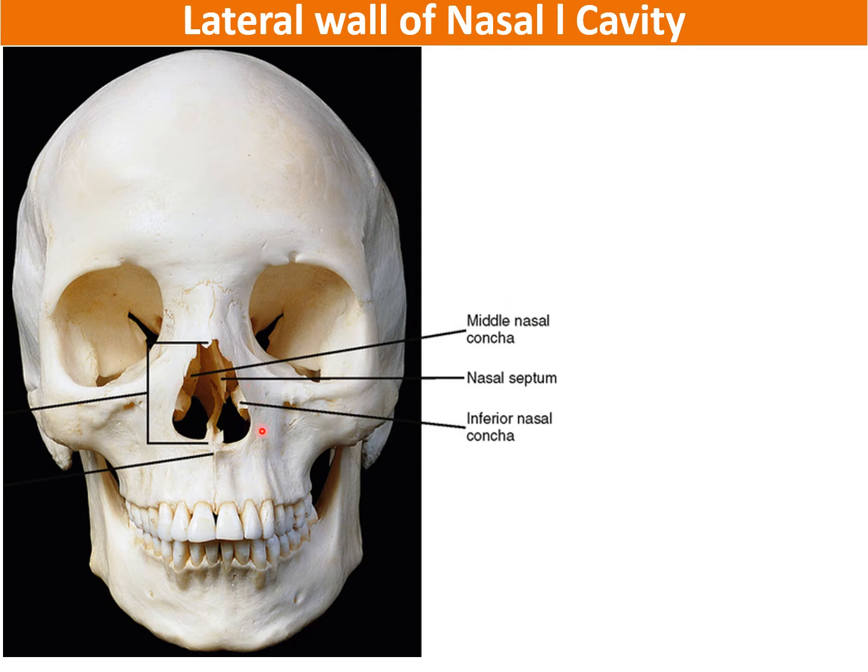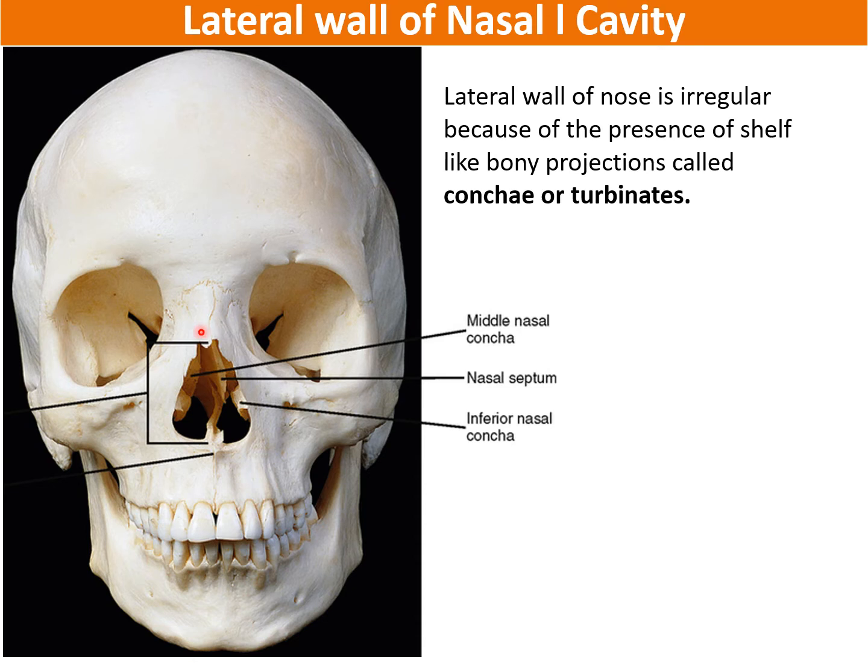This picture shows the anterior view of the nasal cavity. We can see here, this is the nasal septum, which has divided the nasal cavity into two halves. These are the lateral walls of the nasal cavity. We can see here that the lateral wall is irregular. Why is it irregular? Because of the presence of these shelf-like bony projections, which are known as conchae or turbinates. Here we can see along this wall two conchae, middle and the inferior. These are known as middle and inferior concha. Here also on this side, the inferior nasal concha is very obvious.